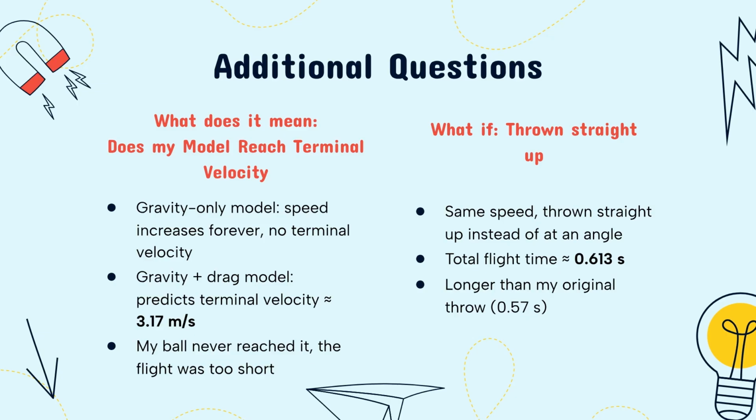Compared to my original throw, the straight up throw actually takes longer to hit the ground. And this makes sense because in my original throw, part of the initial speed was being used to move the ball horizontally, which doesn't help it stay airborne any longer. But thrown straight up, every bit of the same speed is dedicated entirely to fighting gravity and gaining height, which means more total time in the air before it comes back down.